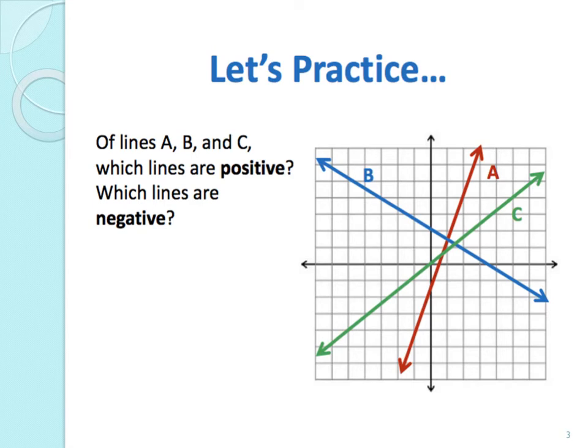Let's practice. You're looking for A, B, and C, and you're looking for the positive lines and then which lines are negative. A is going up from left to right, so A is positive. B is decreasing, it is negative. And C is increasing, so A and C are both positive.